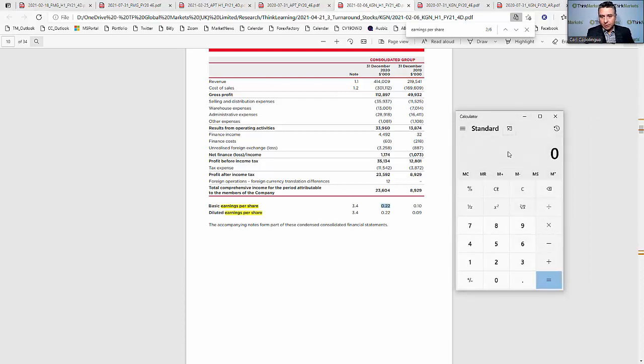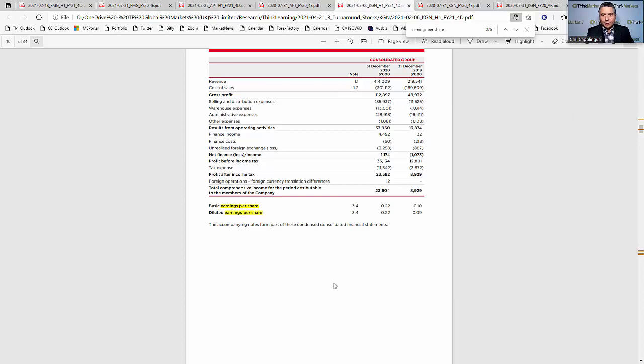Trusty calculator comes back: 0.22 times our growth rate, which I had adjusted to 25%. Hit enter, add the 0.22 from the first half. We get a full year estimate for earnings per share of about 49.5 cents. Let's keep gathering the data and move on now to our enterprise value to revenue calculation.